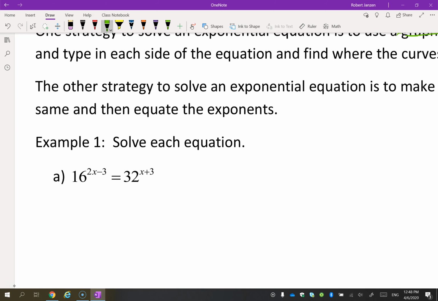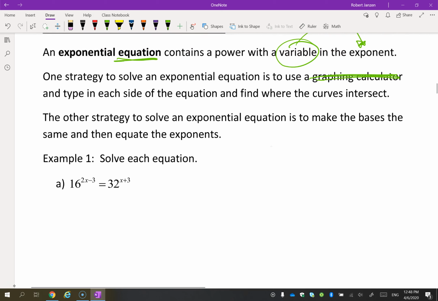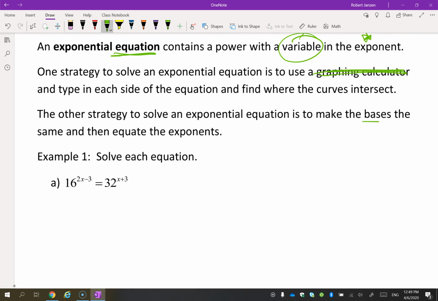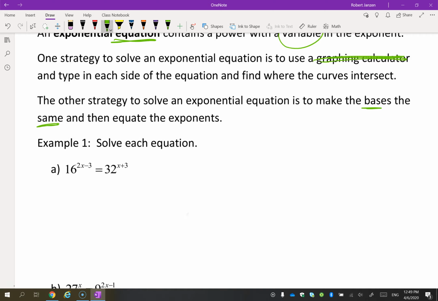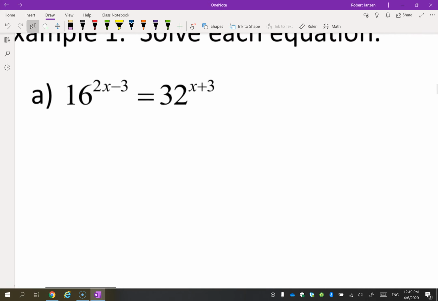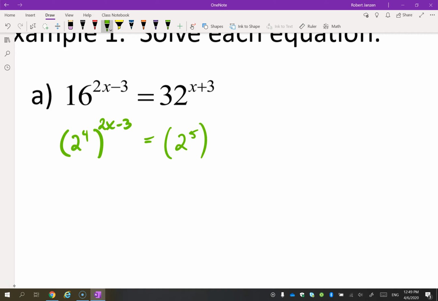And to do this, we want to try to figure out what is the x value that makes this equation true. You're not going to be able to do these with guess and checks. Okay, to do them, you're going to try to make the bases the same. So if you look at 16 and 32, those are the bases here. How could we make them the same? Well, hopefully you recognize that 16 and 32 are both powers of 2. So I could write 16 as 2 to the power 4, and I could write 32 as 2 to the power 5.